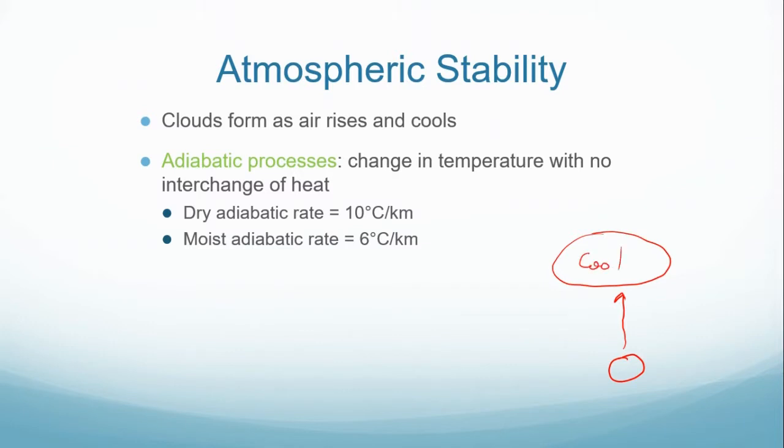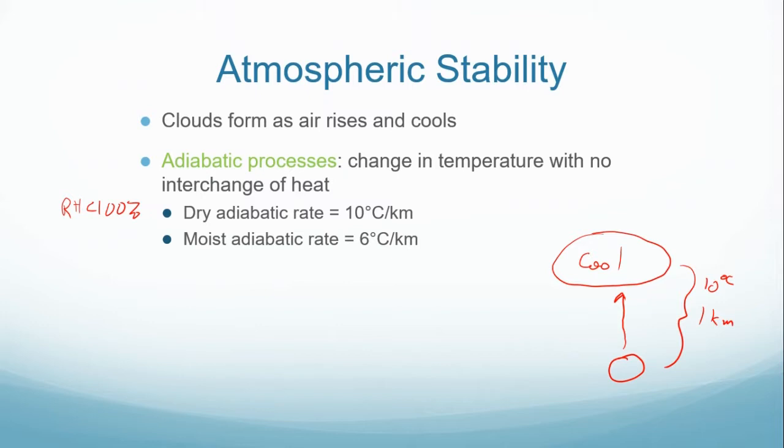The rate at which it cools is going to be one of two different numbers. If the relative humidity is less than 100%, we say it's unsaturated air, then it's going to cool at the dry adiabatic lapse rate. That means for every 1 kilometer of altitude that your parcel rises, it cools by 10 degrees Celsius.